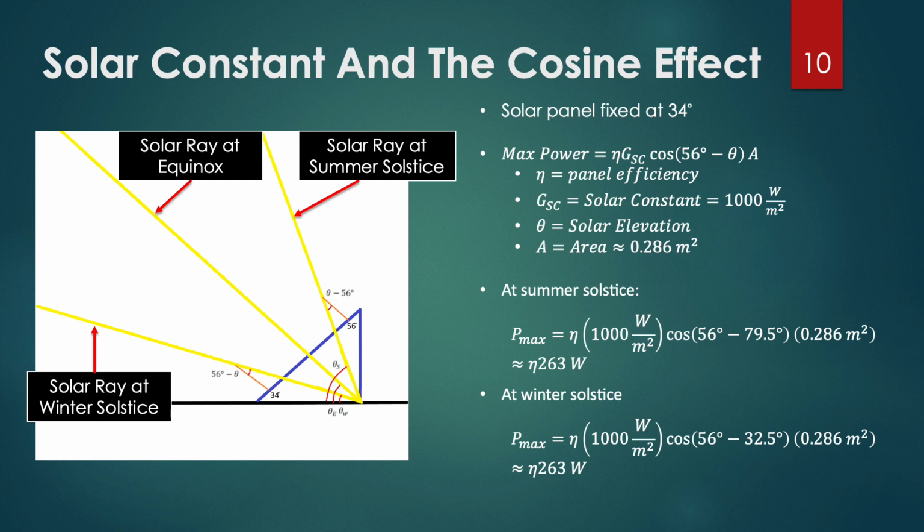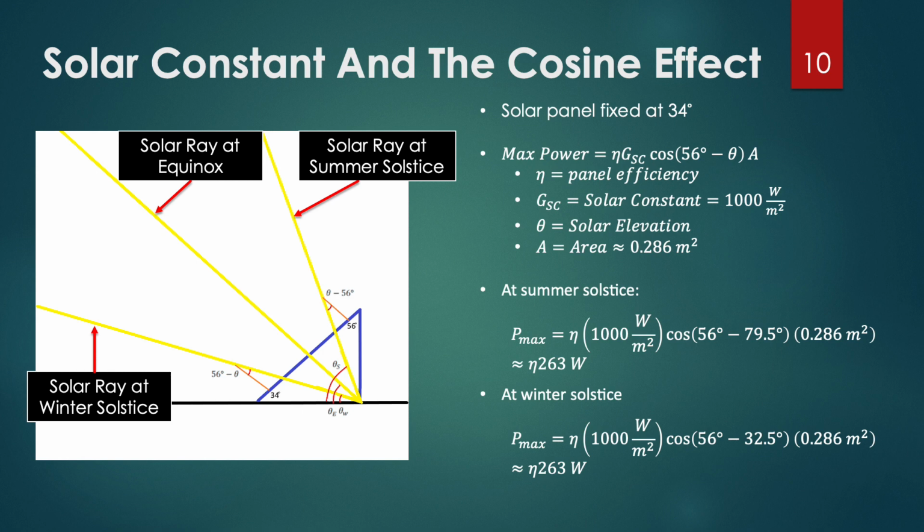And as the elevation rises or falls during the year, so at the summer solstice it rises to the highest, and at the winter solstice it lowers to the lowest, you're not actually getting all of the solar power that you can get. You're only getting the solar power from the component of the solar ray that is perpendicular to that solar panel.